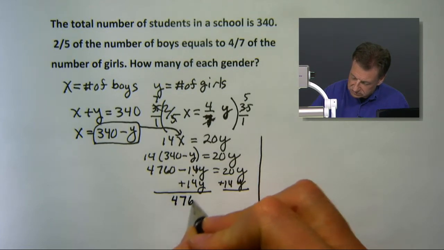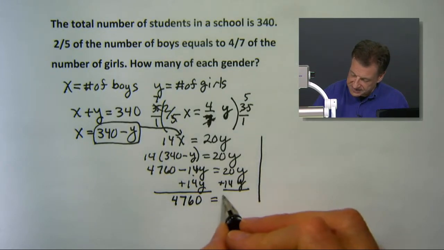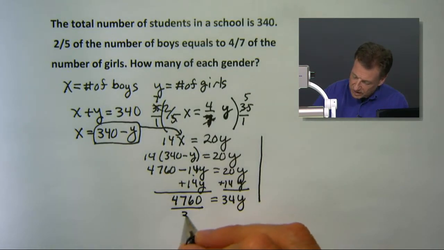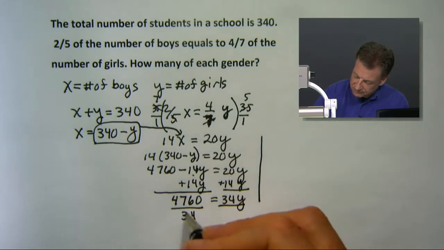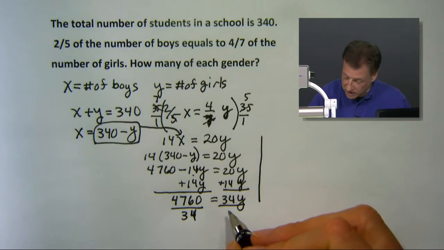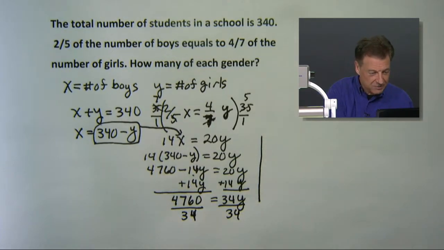Wow. That much? Because the y's are gone. Over here on the other side, it's easy. 34y. Let's divide both sides by 34. So basically what we are going to end up with is whatever that, hopefully it comes out even. It's got to come out even because you can't have half a girl, half a boy, that kind of thing, or a third or whatever, a fraction of them. They're either going to make it or they don't. So let's see what happens when we go there.